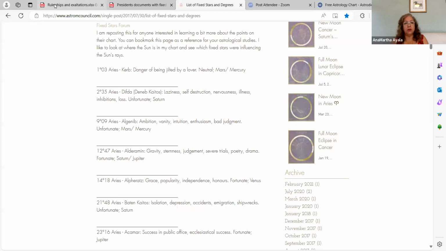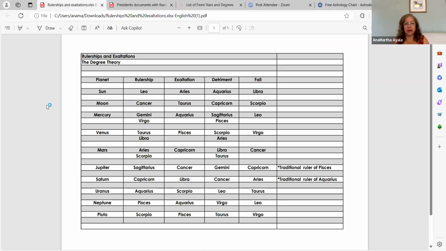I also used this chart that I made, because anybody that is reading a chart should know the rulership, the exaltation, the detriments, and the fall of the planets. And this is the grid for the degree theory. In traditional astrology, you can see that Jupiter rules Pisces and Saturn rules Aquarius.